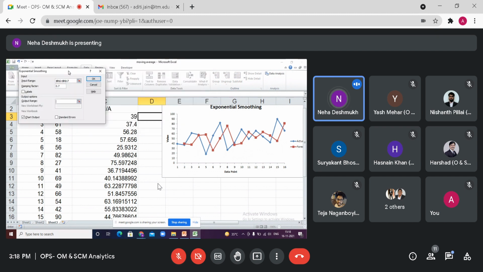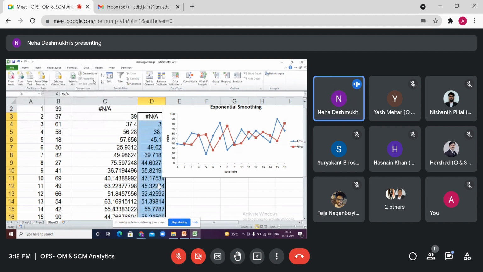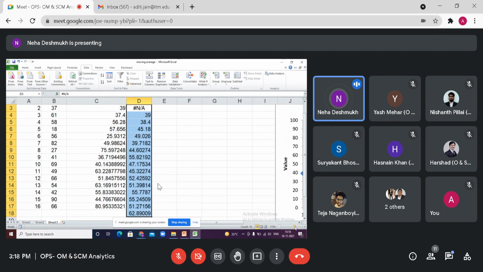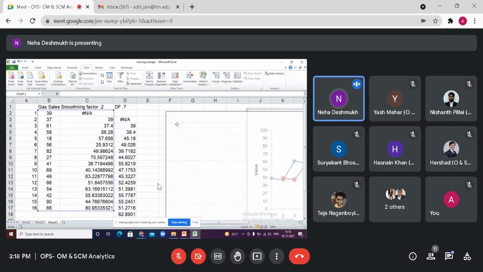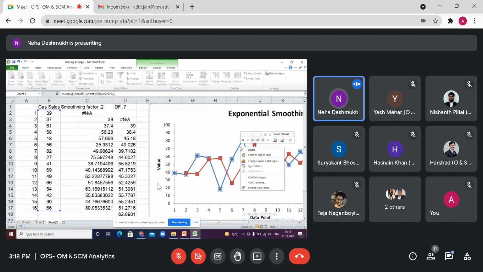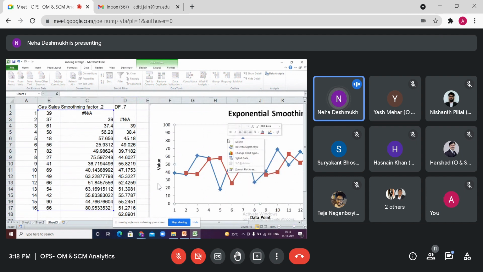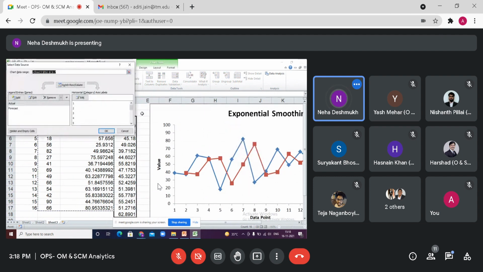Output range I will select on this. No need to select chart output, I can add the data. See, this is the smoothing factor for 0.7. Now I can add this data. Just right click on this, select data, add.